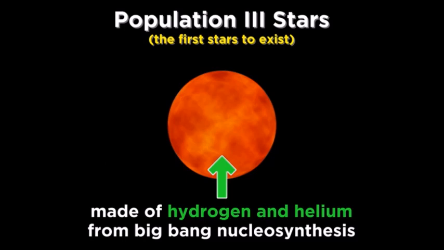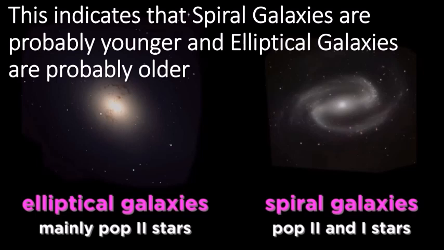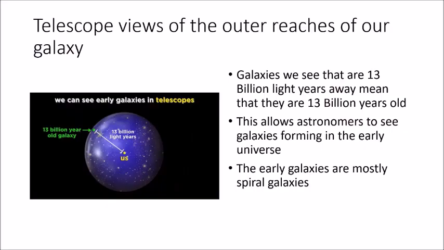So the population 3 stars, like I said, they were the first stars to exist because they come from just hydrogen. And then the population 1 stars, which are the newest stars, are going to be coming from gas and dust and nebulas within the galaxy, and they can only exist after the death of older stars. So they can only form then, and they have the heavier elements, which is what makes them a population 1 or 2 star. Like I said, this indicates spiral galaxies are probably younger than elliptical galaxies, and the elliptical galaxies are a little older, based on the types of stars that you see in elliptical and spiral galaxies.